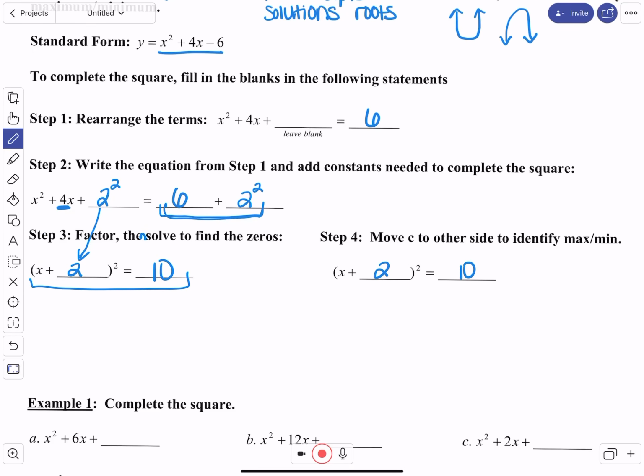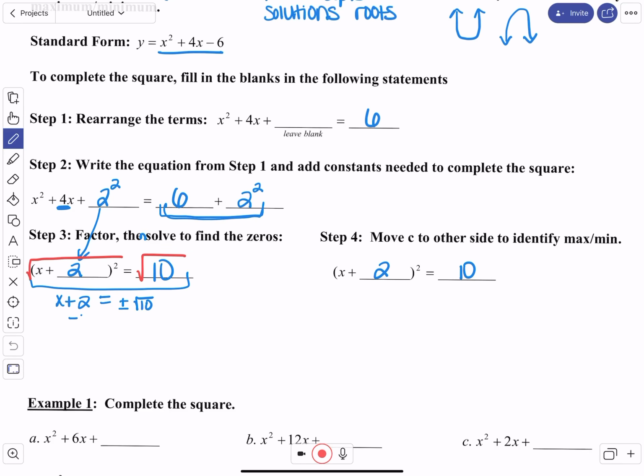you can take the square root of both sides. And remember, when you take the square root of something squared, that's just going to turn into x plus 2. This is going to turn into plus or minus the square root of 10. Now, we would need to simplify the square root of 10. 10 doesn't have any factors that are perfect squares, so it's just going to stay the square root of 10, because there's nothing we can do with it.